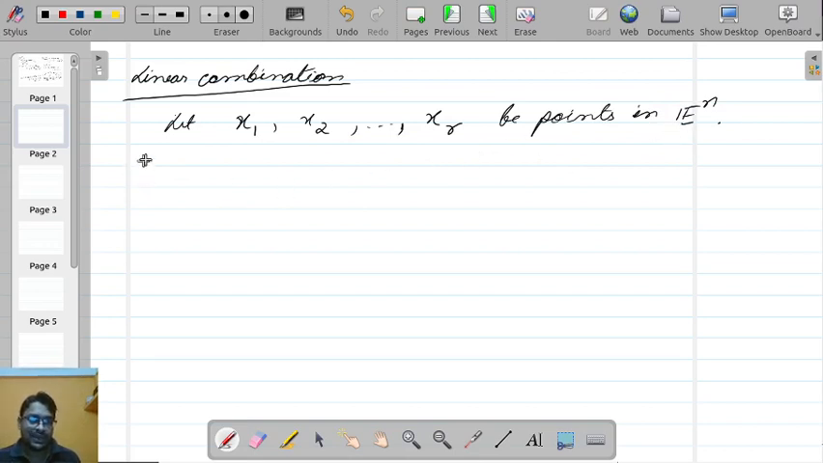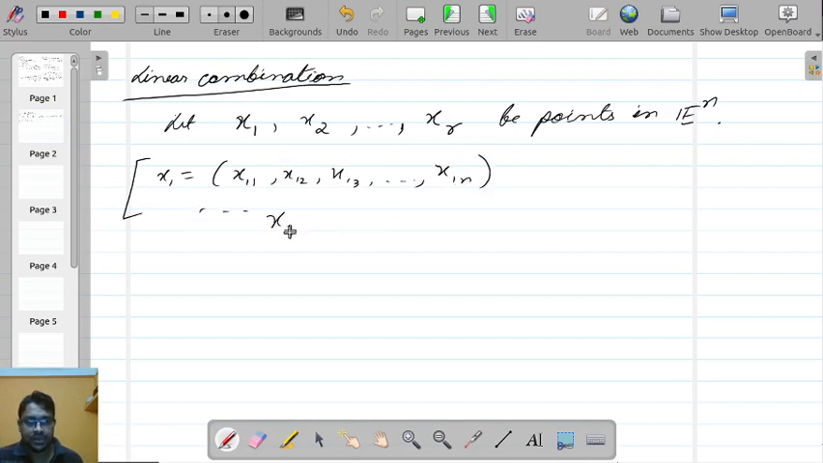That means x1 is actually an ordered n-tuple. So it is something like x11, x12, x13, and that way it goes up to x1n. Something like that.